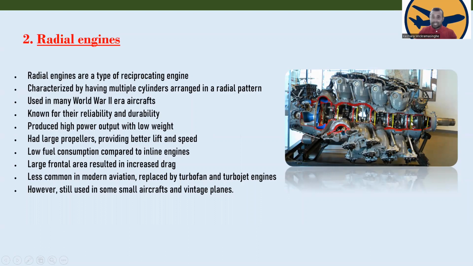So this is the radial engine, right? The radial engine is a type of reciprocating engine, characterized by having multiple cylinders arranged in a radial pattern. Used in many World War II era aircraft, right? World War II aircraft were using so many radial engines, known for their reliability and durability, and they produce high power output with low weight. They have large propellers providing better lift and speed, and low fuel consumption compared to inline engines, but the large frontal area results in increased drag.